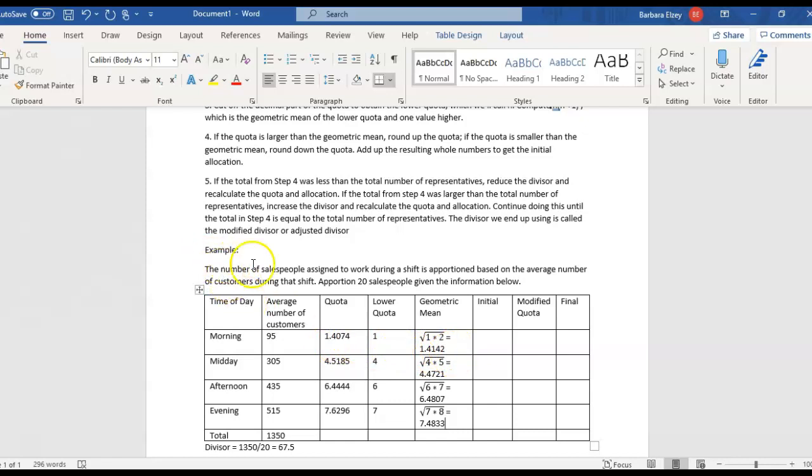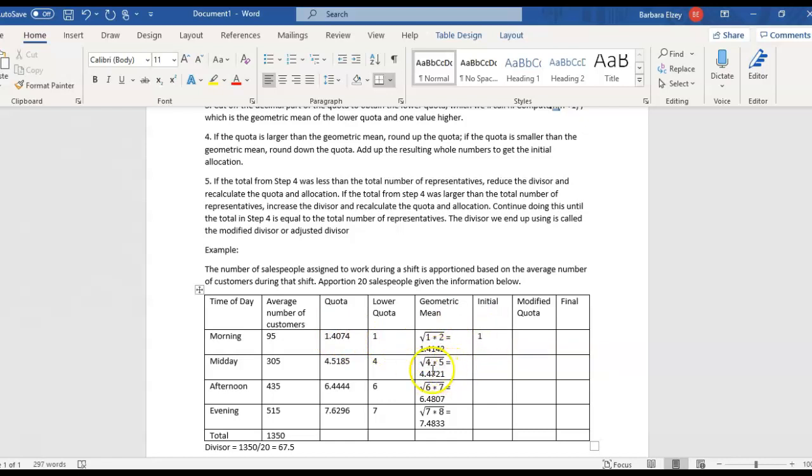All right, so the number of seats: if the quota is larger than the geometric mean, we're going to round up the quota. If the quota is smaller than the geometric mean, we're going to round the quota down. All right, so let's notice the quota here. If we stare at the decimal portion, 4074, and if we stare at our geometric mean's decimal portion, 4142, this quota is smaller than the geometric mean. So it's smaller, we're going to round it down to its lower quota, 1.